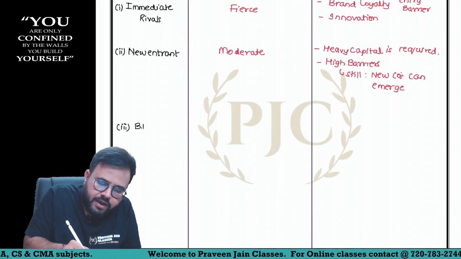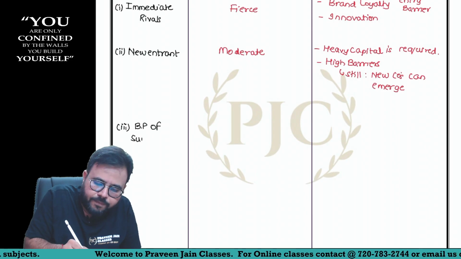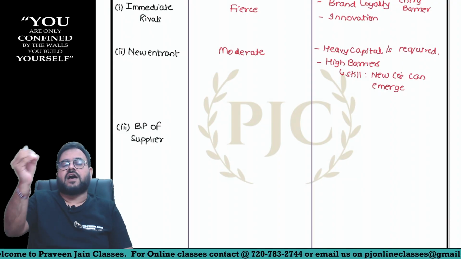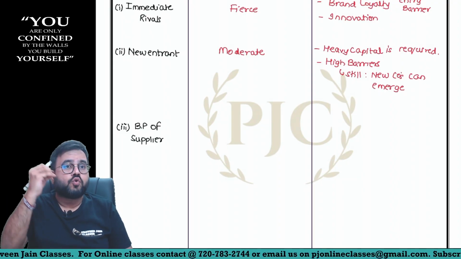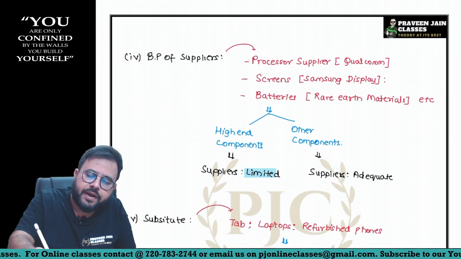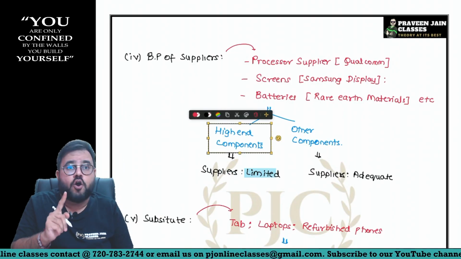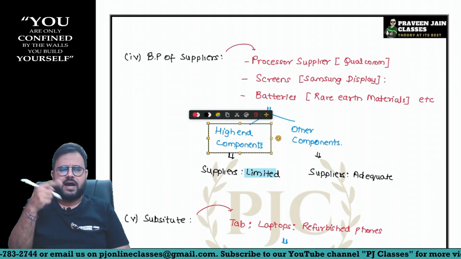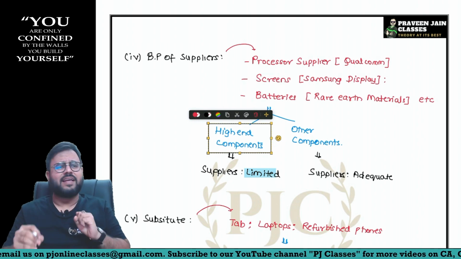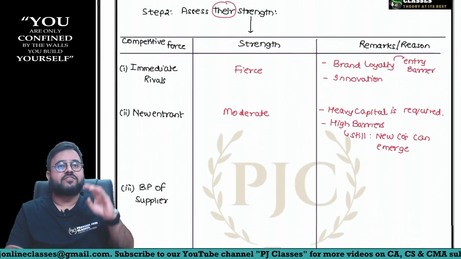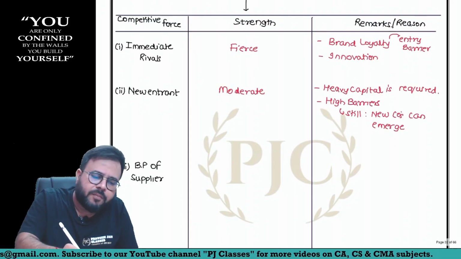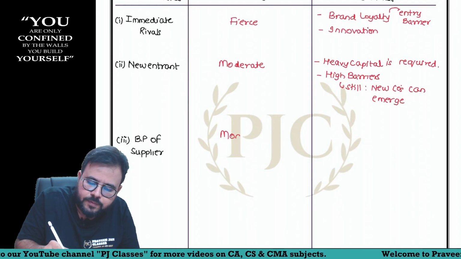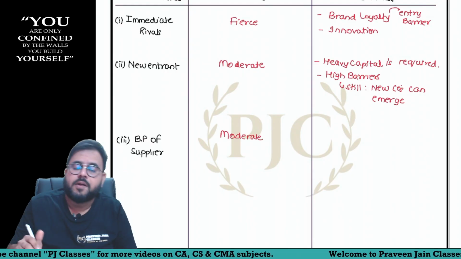Can I say now, bargaining power of whom, sir? Supplier. Now tell me, sir, do you think all suppliers are going to have high bargaining power, or those suppliers who are providing the high-end components? High-end component suppliers are limited. Hence, those people will have high bargaining power. Others will not have. So can I say like this? In totality, it is not giving me fierce competition, but to some extent, they are giving me moderate competition.